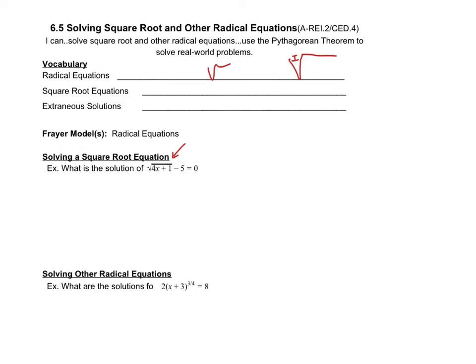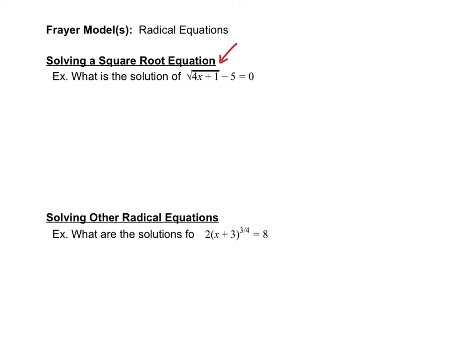And what we can do now is when we are working with radicals, the first thing we want to do is isolate the radical. It's got our variable in it. We want to isolate that and get everything else to the other side of the equation. So we'll do that using inverse operations, moving the 5 over to the other side, by adding 5 to both sides. So it's going to be the square root of 4x plus 1 equals 5.